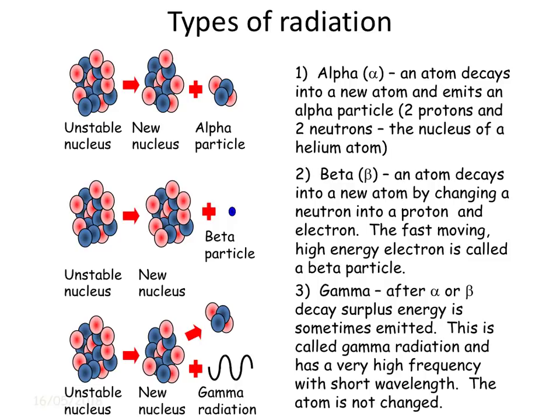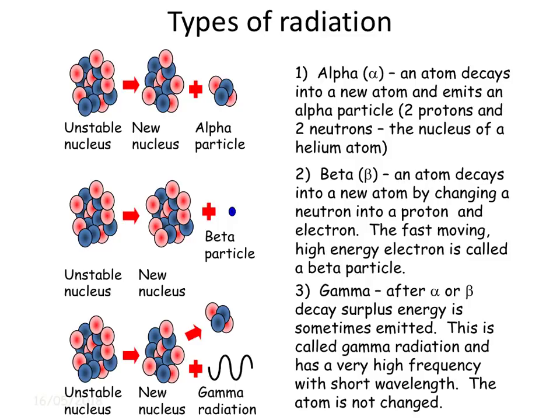The high energy electron is released to make sure the charge is balanced, because you're adding a positive charge with a proton as the neutron changes, and therefore you need a negative charge to make it neutral overall. The electron that's emitted from the nucleus of the atom is not from one of the shells, it's from the actual nucleus itself. It's a fast moving high energy electron, and we call that the beta particle.